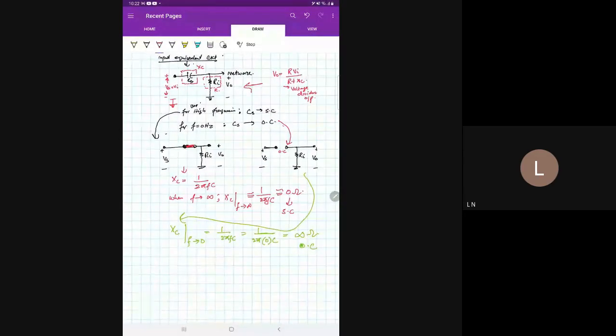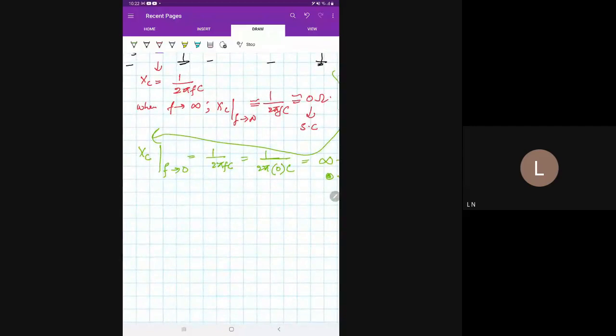So what is V output of this network? V output of the input equivalent circuit. Please remember that V output is equal to R times V in, which is actually the source voltage, divided by R plus XC.